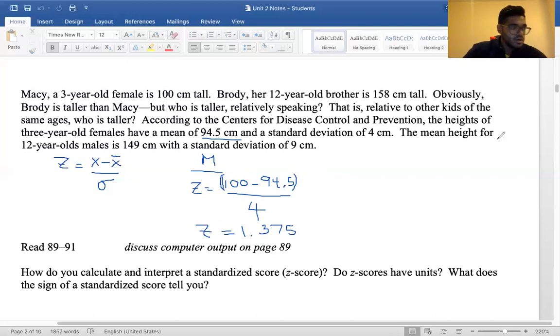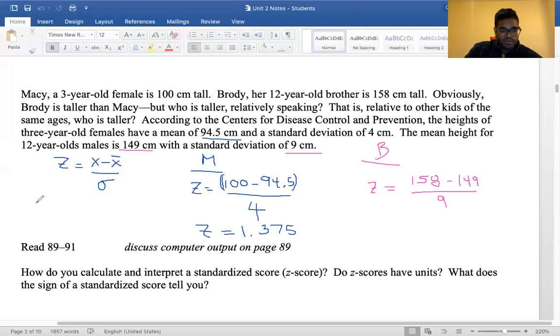Now let's do Brody. Now we have Brody's z score. He is 158 centimeters tall. So we have z equals 158 minus the mean height here, which is 149, divided by the standard deviation of 9.